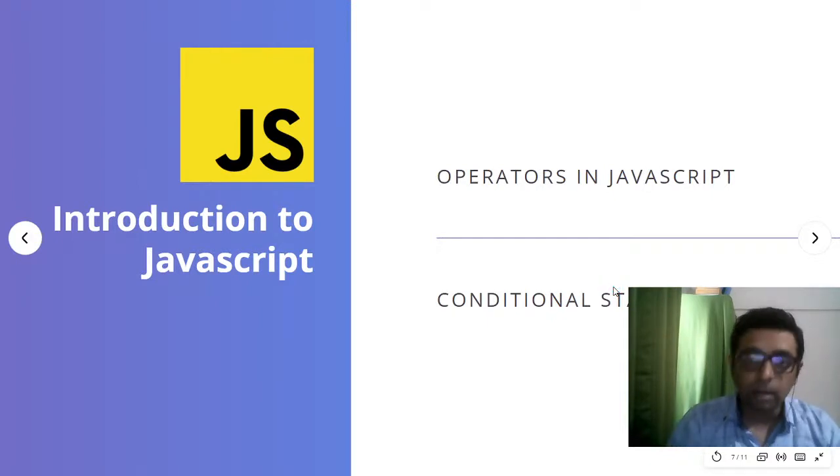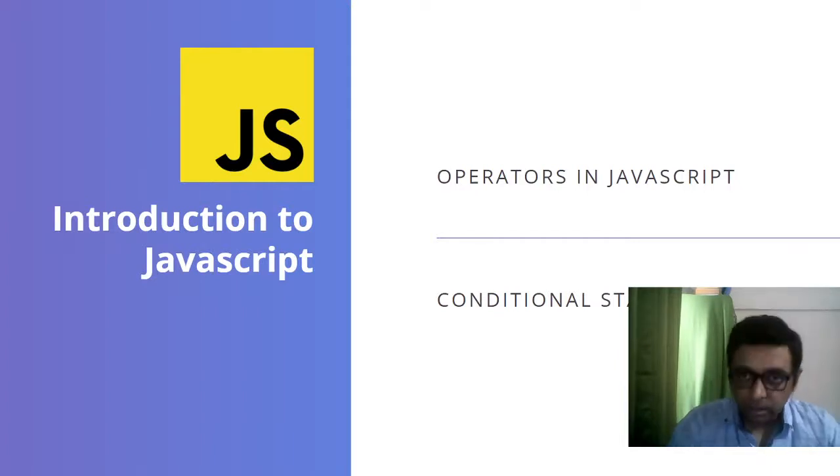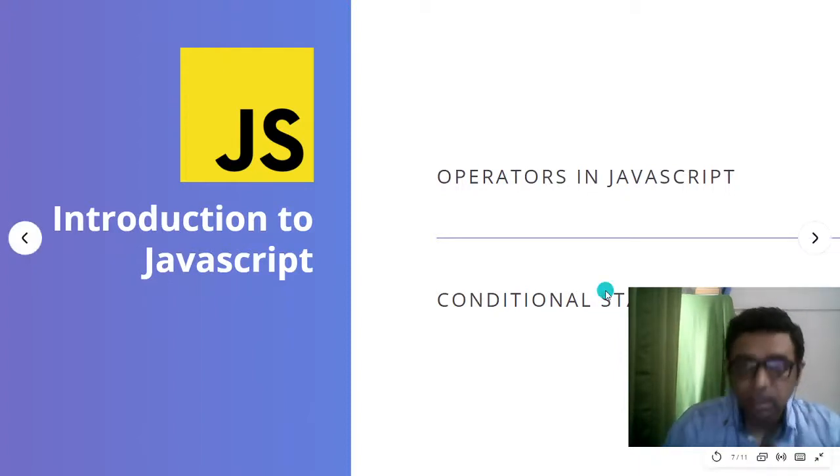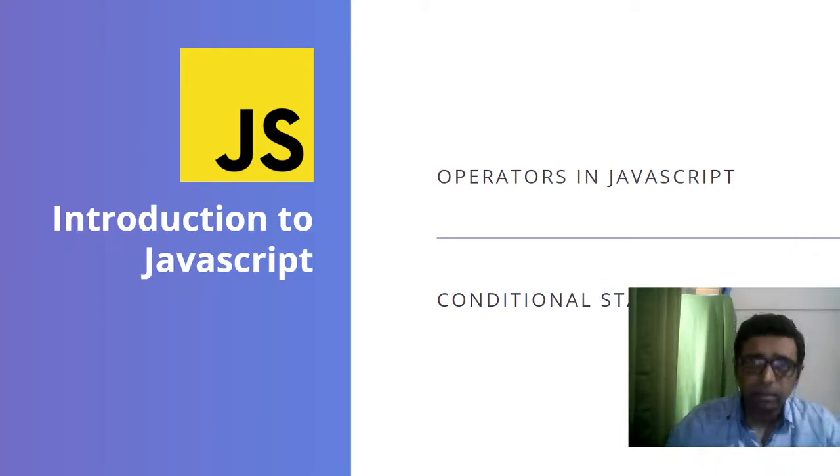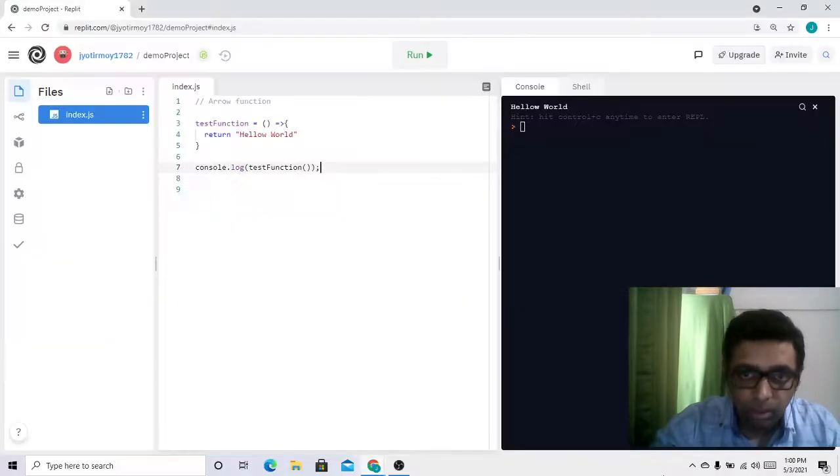Then there is something called operators. So what are operators? Operators are used if you want to perform some special kind of operations. Let's say I want to add two numbers, subtract numbers, divide two numbers, or multiply two numbers. These are called arithmetic operators. There are also other kinds of operators like logical operators. There are different types of operators available in JavaScript. So I will show you some examples about operators.